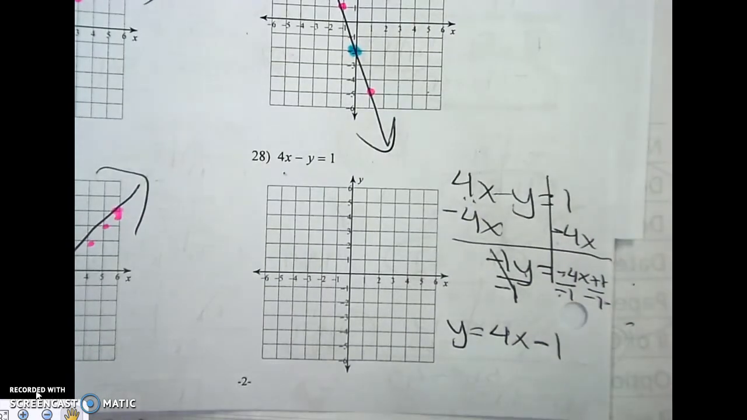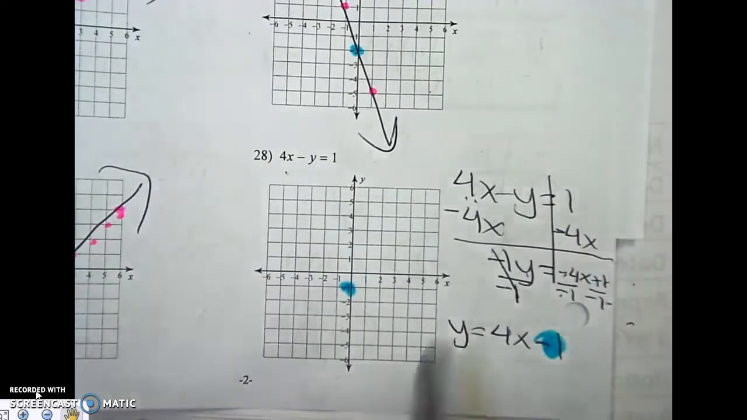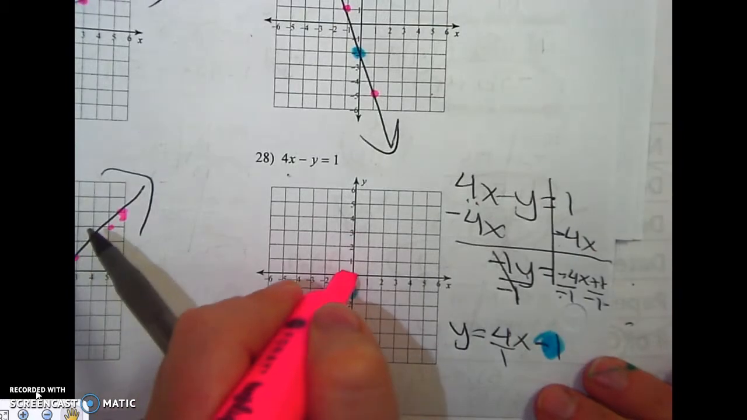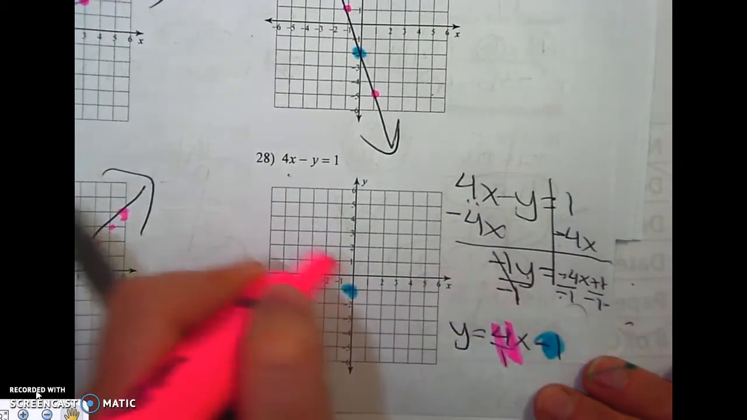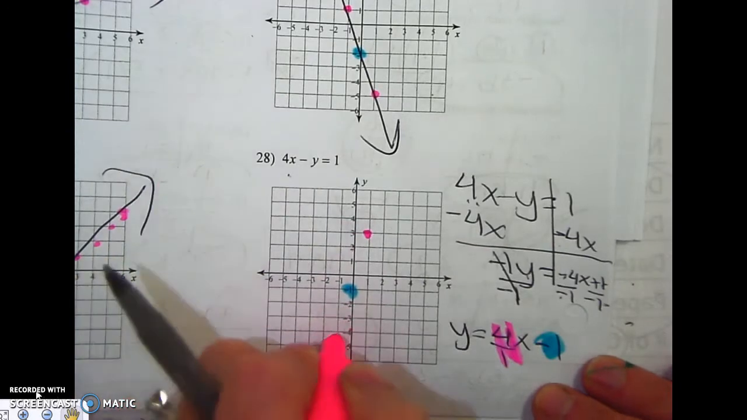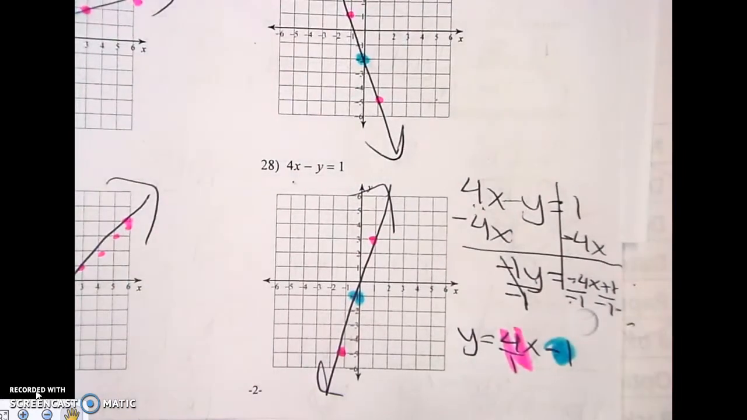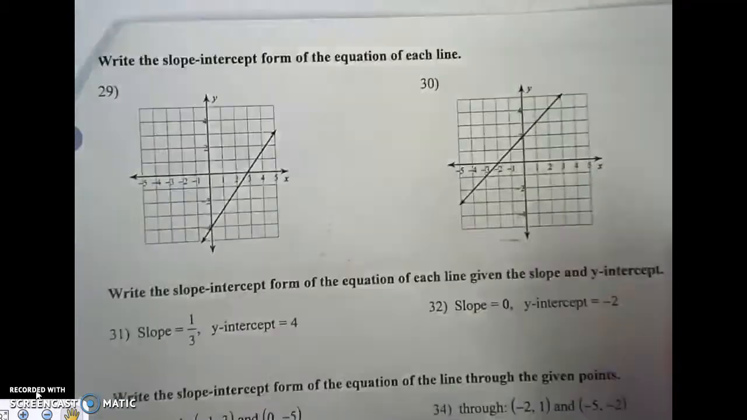Now that I have y equals, down 1, up 4. 1, 2, 3, 4. Right 1. 1, 2, 3, 4. Left 1. And I'm good to go on that one. Okay? Let's look at the next page. The next page, it says write the equation.